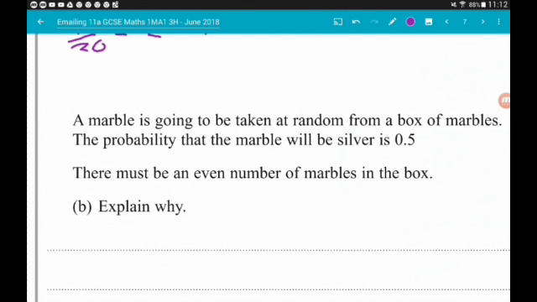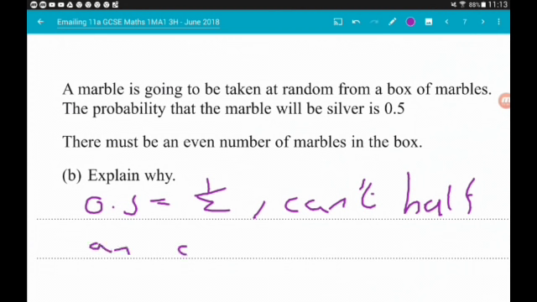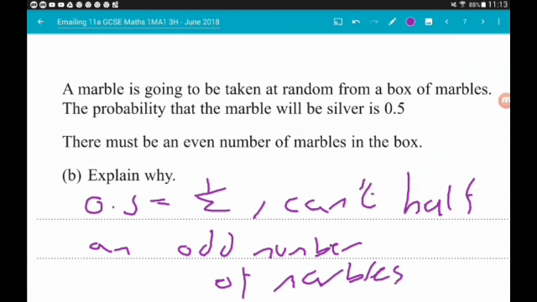So 0.5 is 1/2. So we can't have part of a marble. So we can't have half an odd number of marbles.